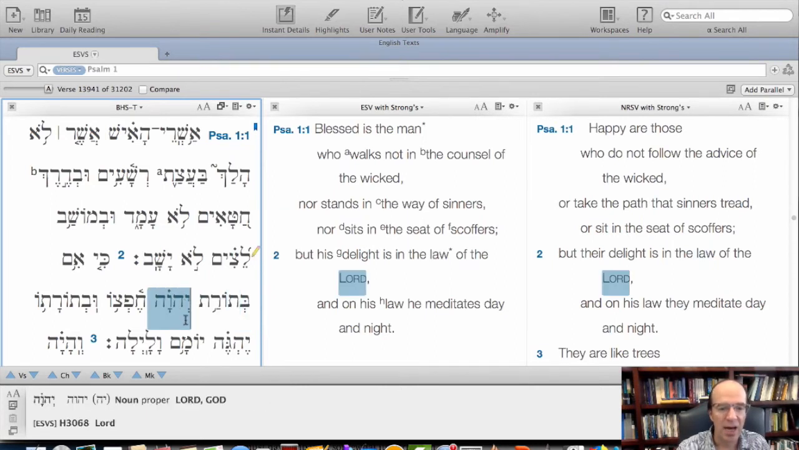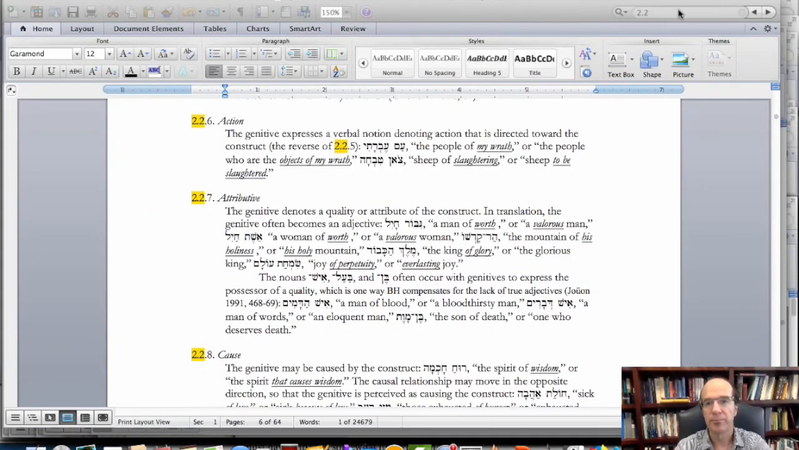be-torat, Adonai. Again, I'm pronouncing Yahweh as Adonai as it's pointed. So in the law of Yahweh, in the law of the Lord. Okay, why am I saying the law? It's because Yahweh is a proper name. This is a bound noun. Notice the patach tav from the lexical form Torah, the law of the Lord. Okay. So what's the force of the bait? Again, go back to Arnold Choi, and we'll look at 4.1 again.